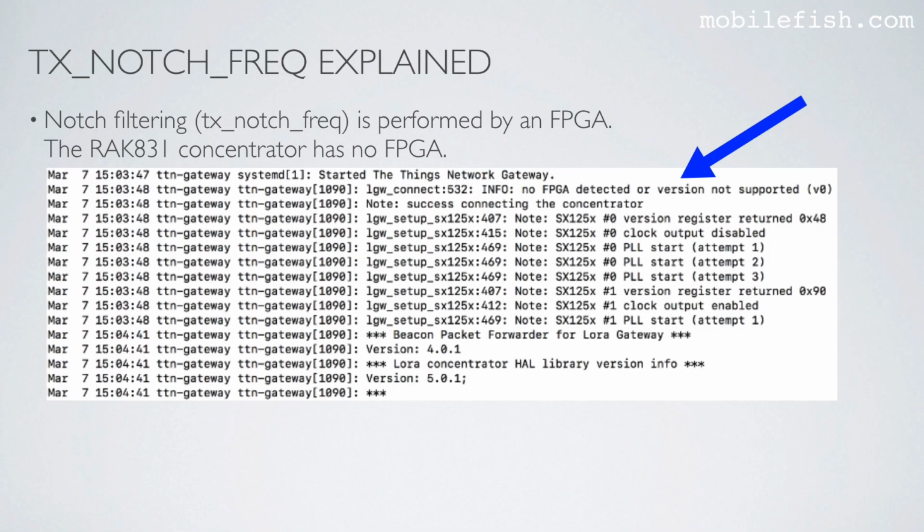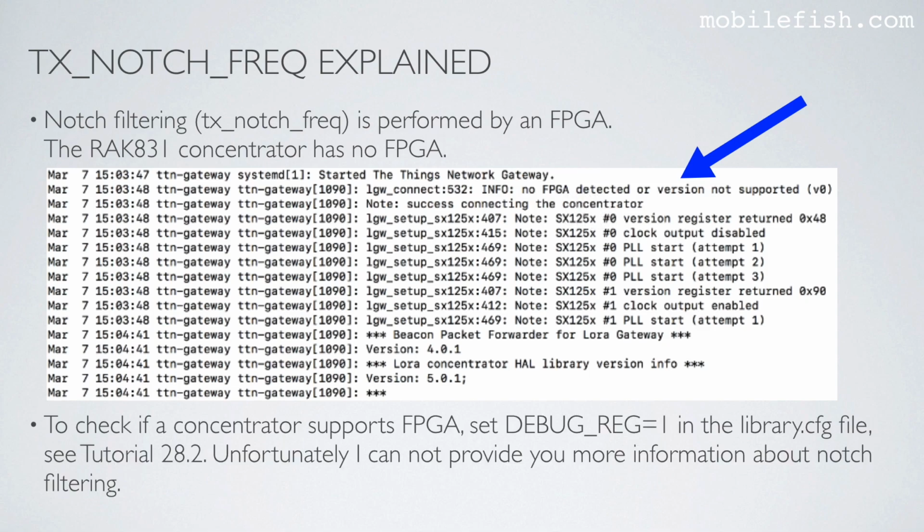Notch filtering is performed by an FPGA. As you can see, the REC A31 concentrator has no FPGA. To check if a concentrator supports FPGA, set this flag to 1 in the library.cfg file. See tutorial 28.2. Unfortunately, I cannot provide you more information about notch filtering.